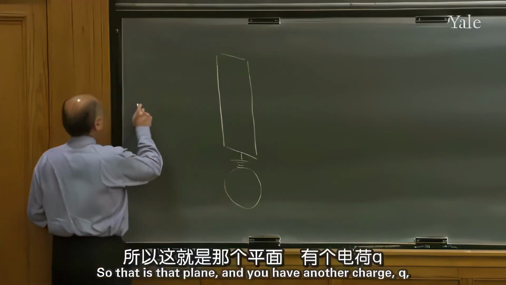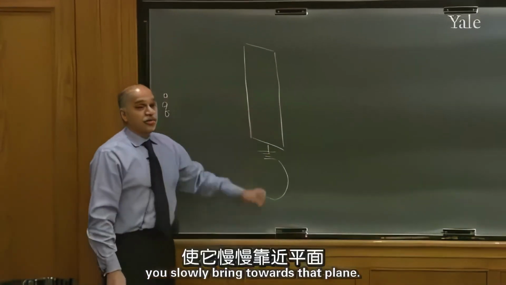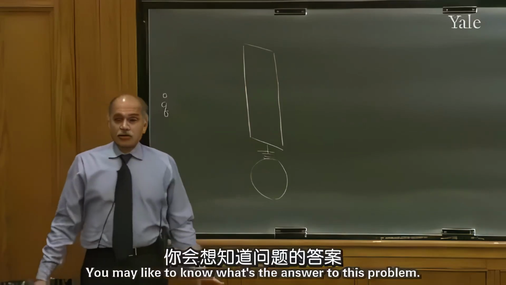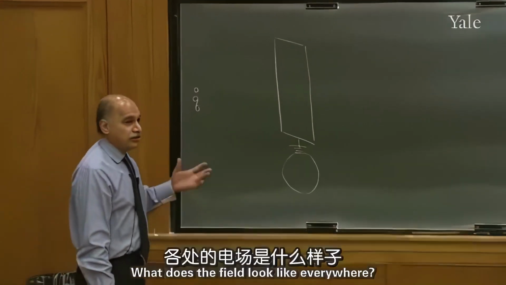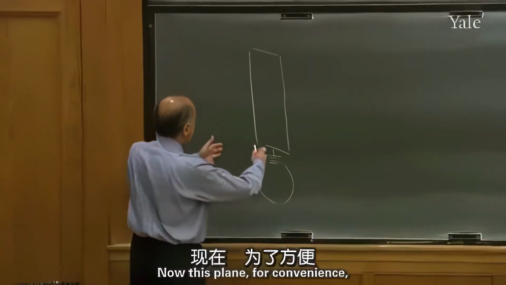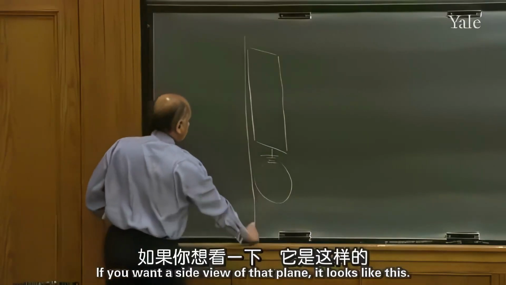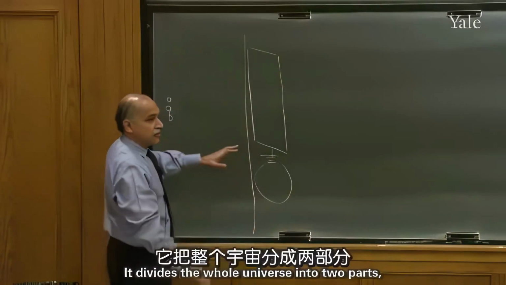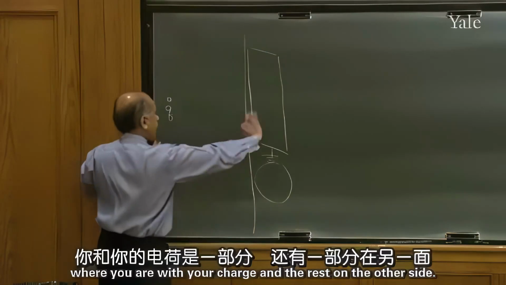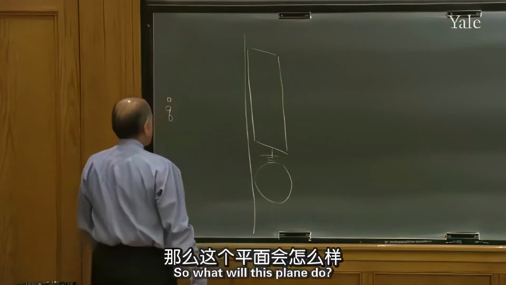And you have another charge Q. You slowly bring it towards that plane. And you may like to know what's the answer to this problem. What does the field look like everywhere? Now, this plane, for convenience, I'm going to be taking to be infinite. So if you want, the side view of that plane looks like this. It divides the whole universe into two parts, where you are with your charge and the rest on the other side. So what will this plane do?